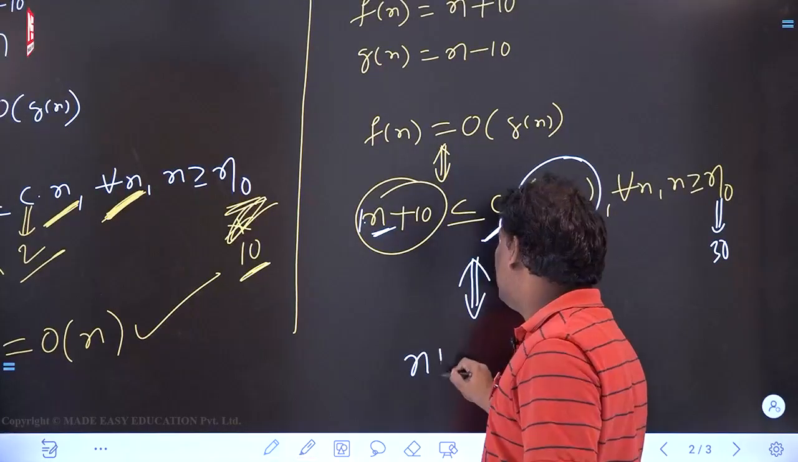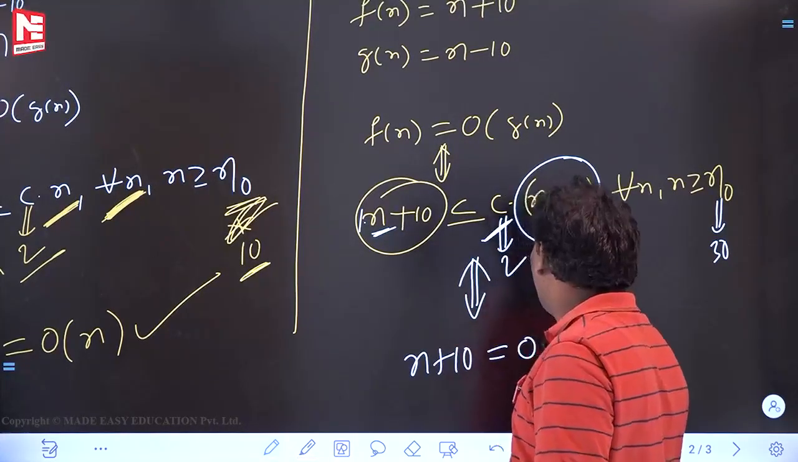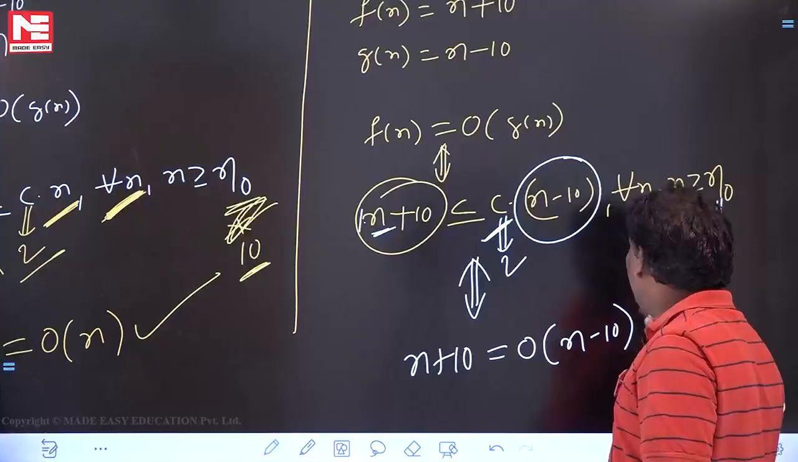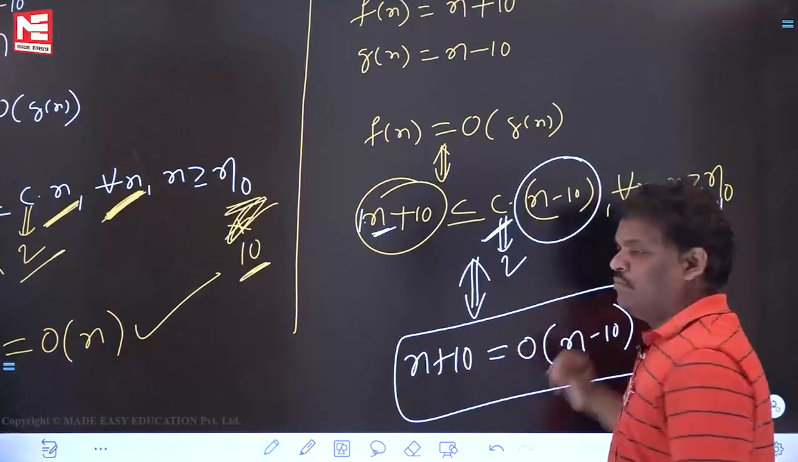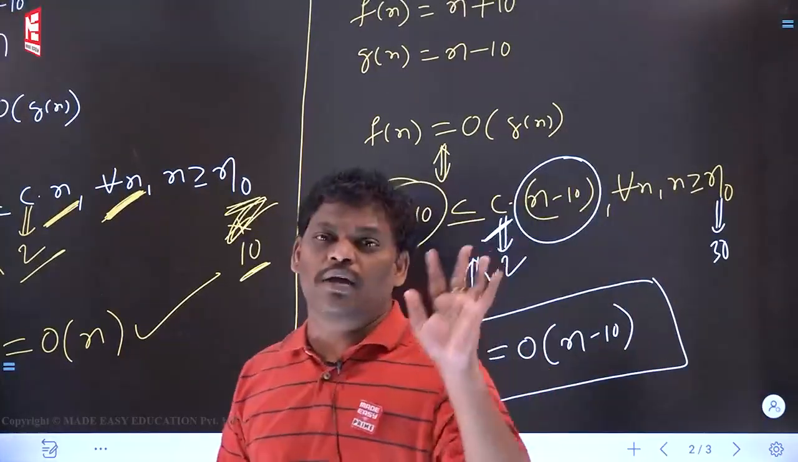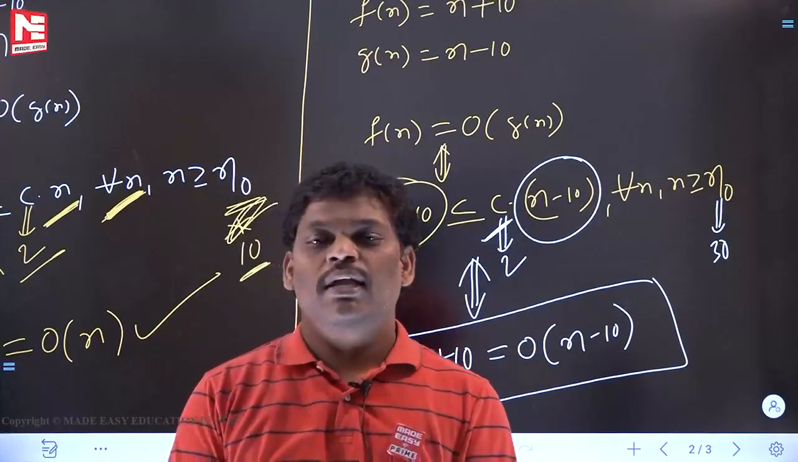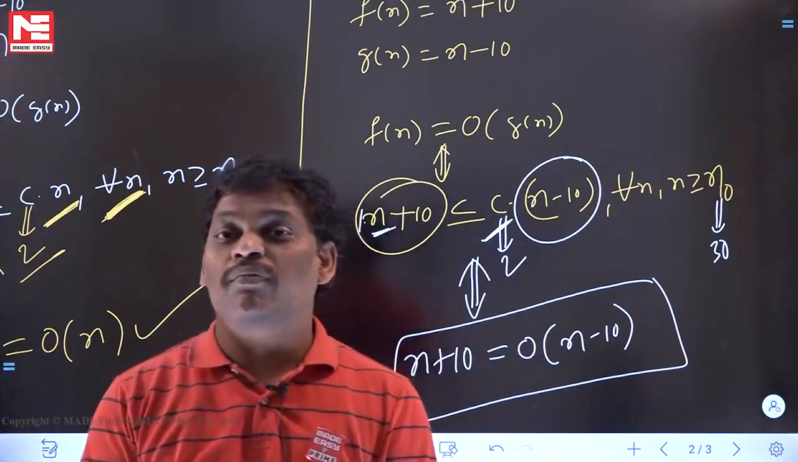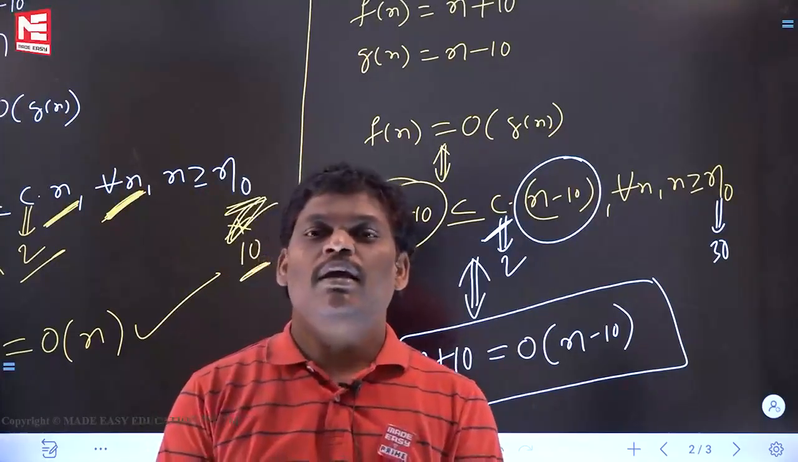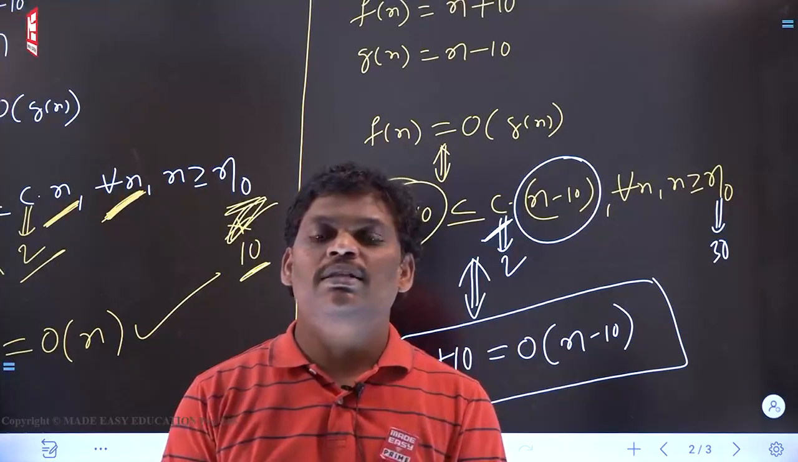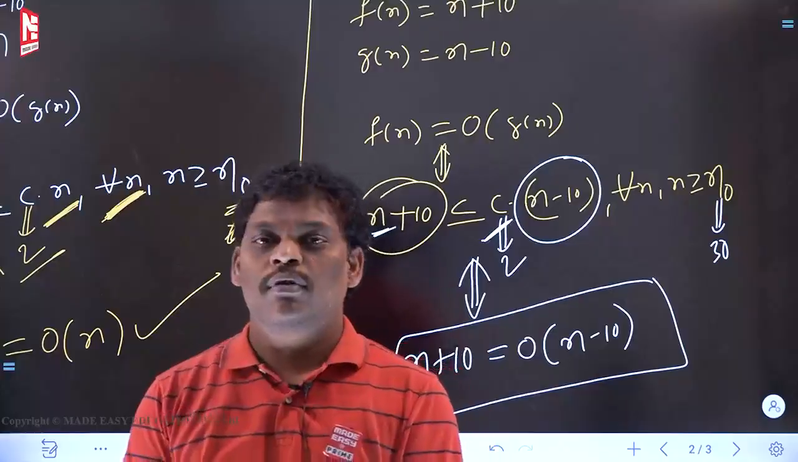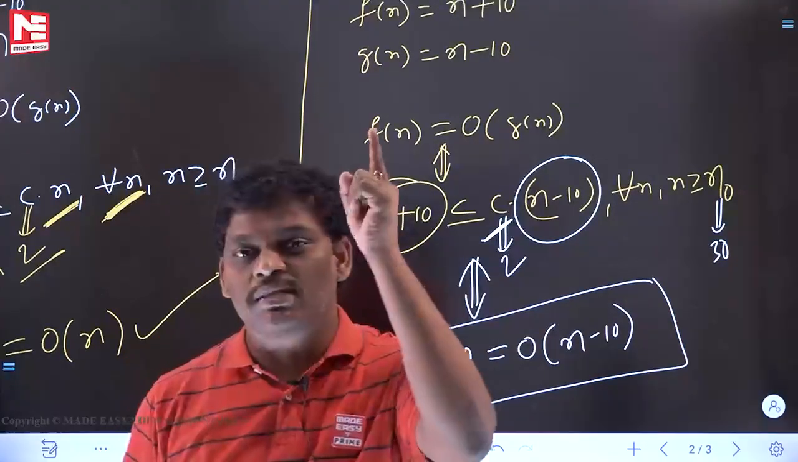So finally, what can I say? N plus 10 is big O of n minus 10. Now can anyone help me know the meaning of this line? If anyone says from today onwards, n plus 10 is big O of n minus 10, what is the meaning? The meaning is comparing n plus 10 and n minus 10, n minus 10 is bigger or equal, after taking C help. You have to say this line also.